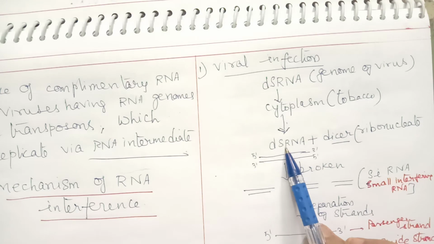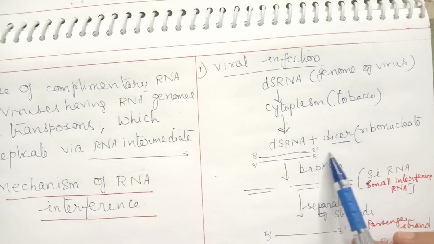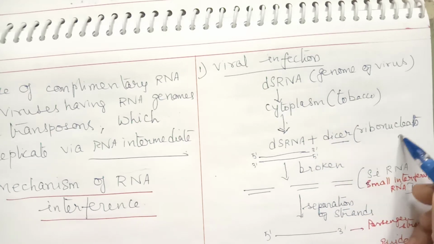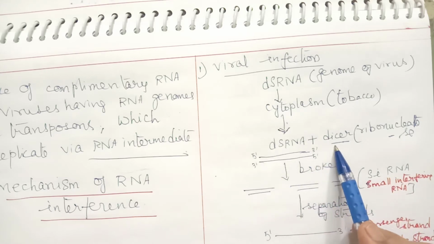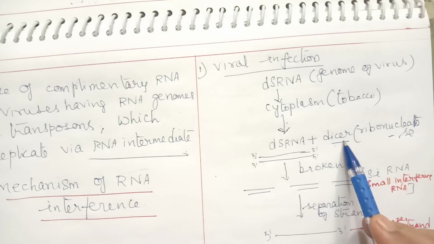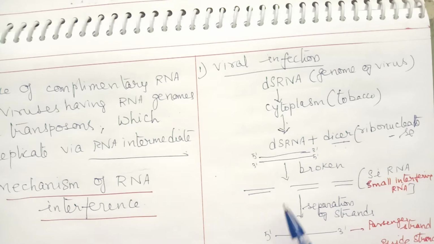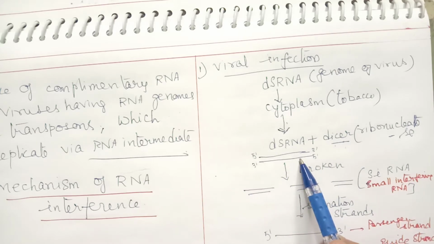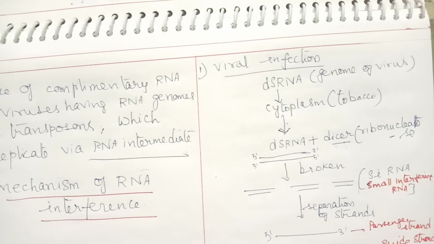And here this double-stranded RNA is acted upon by a ribonuclease, a protein. Ribonuclease is the enzyme which can break RNA. This enzyme, this protein, is called Dicer. Dicing means breaking. So this double-stranded RNA of the virus is broken down into small fragments. These are called siRNA, small interfering RNA.